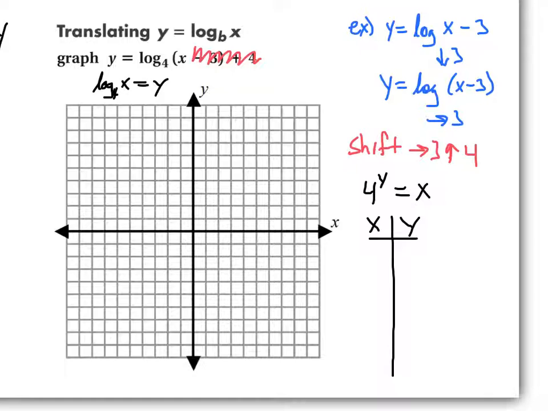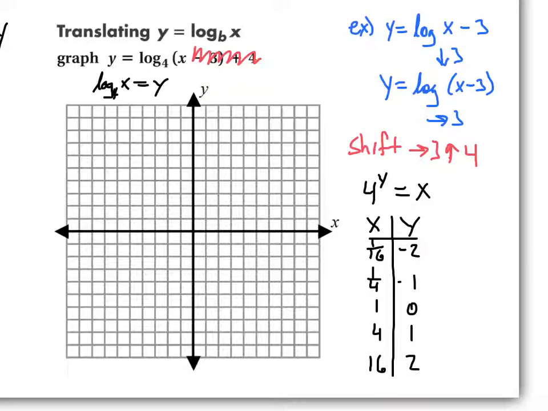So therefore, it's going to be easier for me to plug in for y than it would be to plug in for x. So that's what I'm going to do. Plug in for y. And if I plug in negative 2 for y, what is 4 to the negative 2 power? 1/16. What is 4 to the negative first power? 1/4. What's 4 to the 0? 1. 4 to the first. 4. 4 squared. 16.